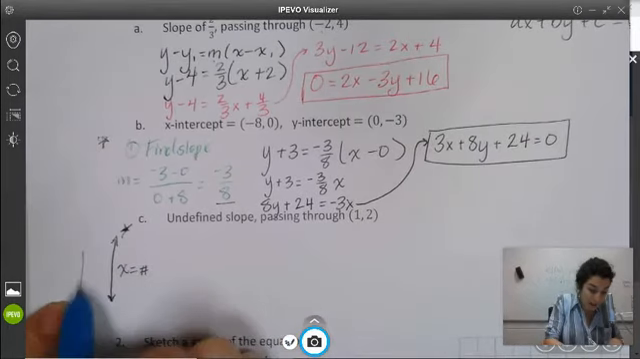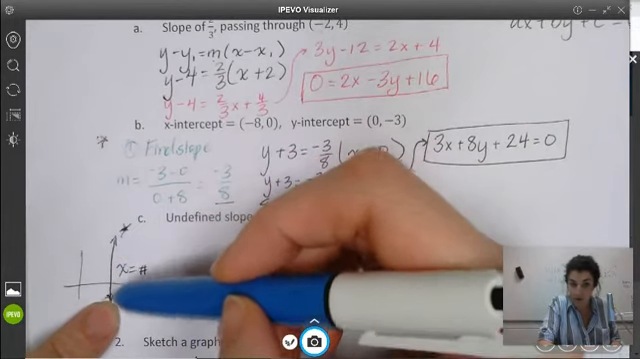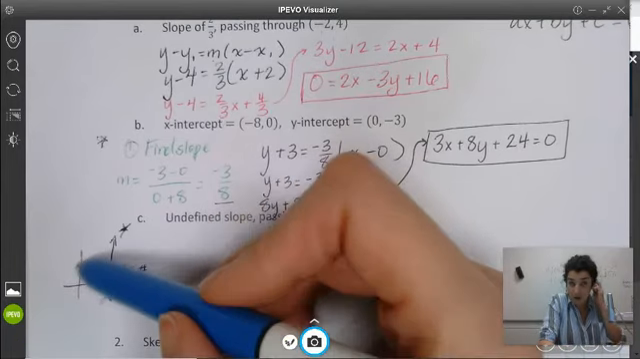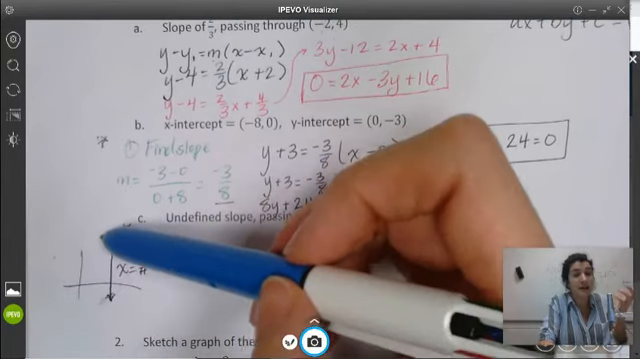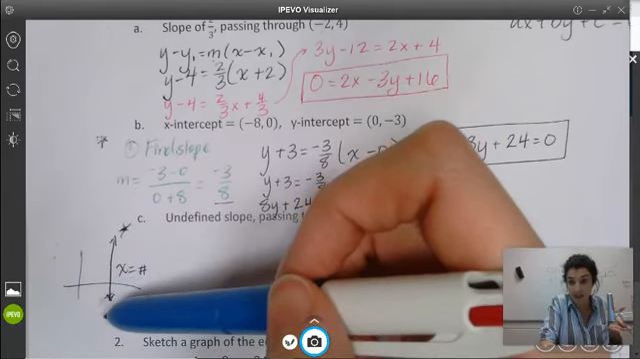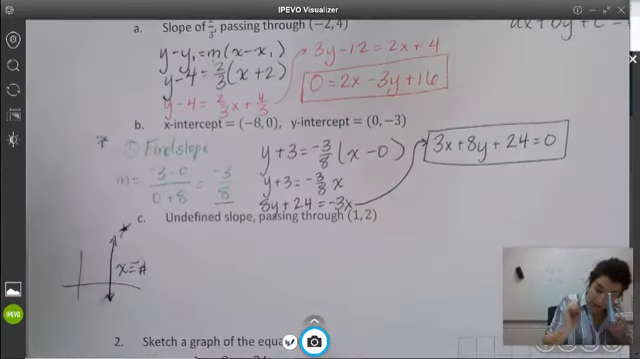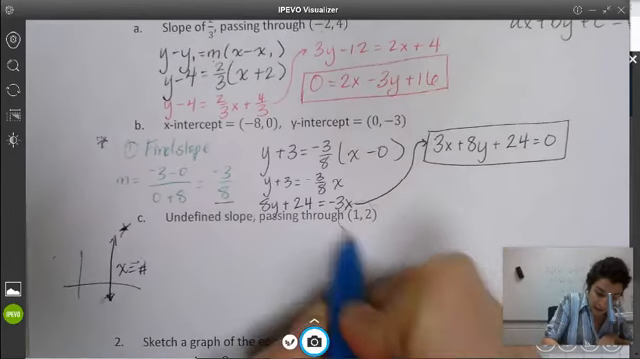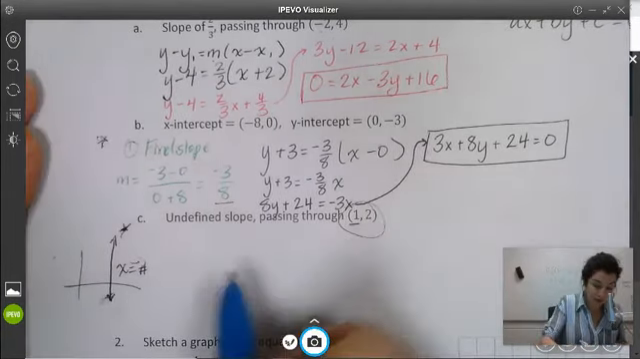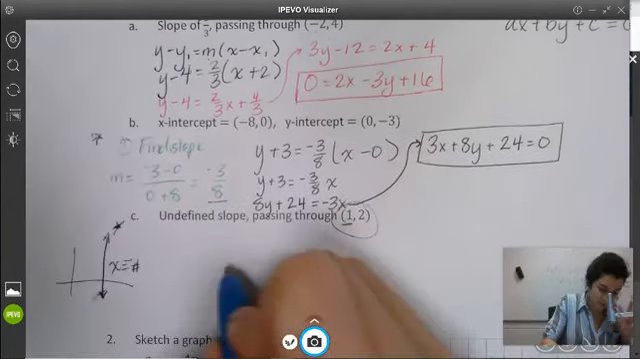Why? Because no matter what is going on in a graph, your x value will always be the same. If you've got a vertical line, you're always at that x value, which means that x value will always mean it, no matter what. Whether your y is 12, x is still going to be 5. Whether your y is negative a million, x is still going to be 5. So that's how we know it's x equals a number. Which number specifically? If we look at this point, it's the x value of that point. That's all you have to do when you write equations of undefined slope.